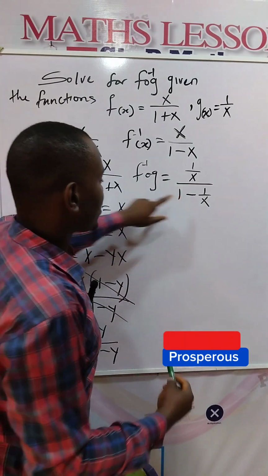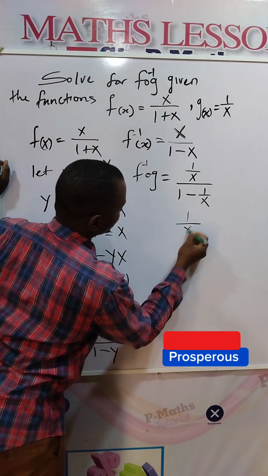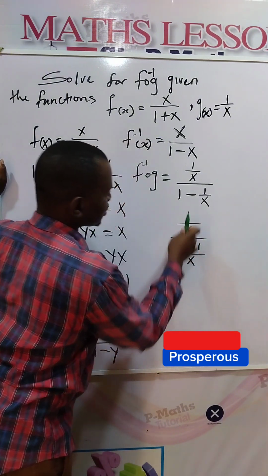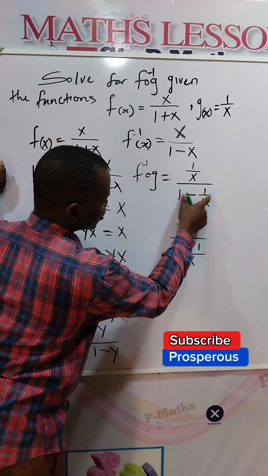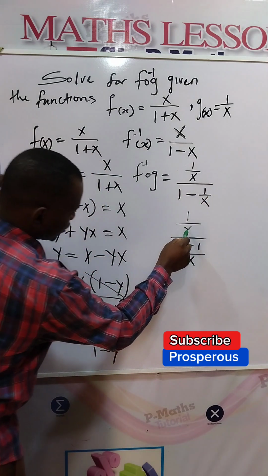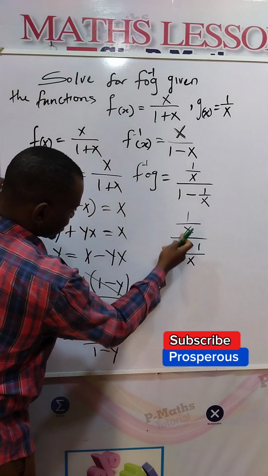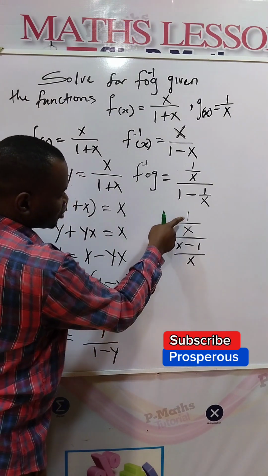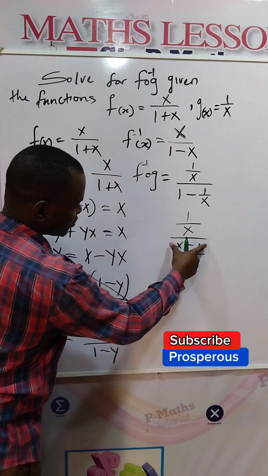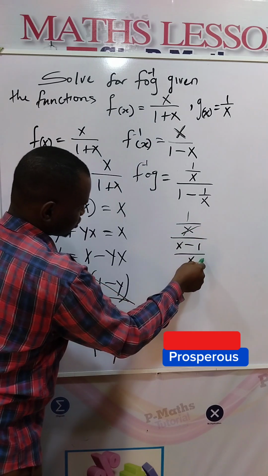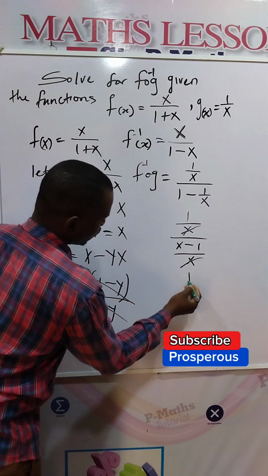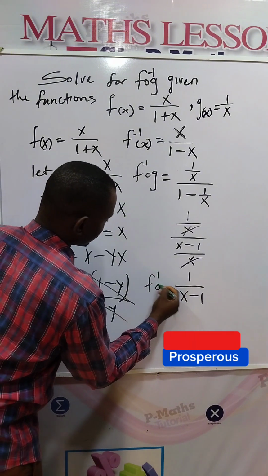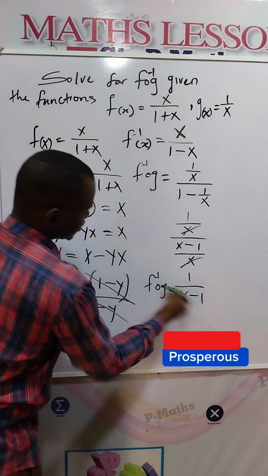x times 1 will give me x. So we have 1 over x minus 1 over x, solving the LCM of this denominator alone. Now, because this x and this x are the same, and they are denominators, this x is denominator to 1, this x is denominator to this one. Cancel out the both of them. So we now have 1 over x minus 1. So f inverse of g is this.